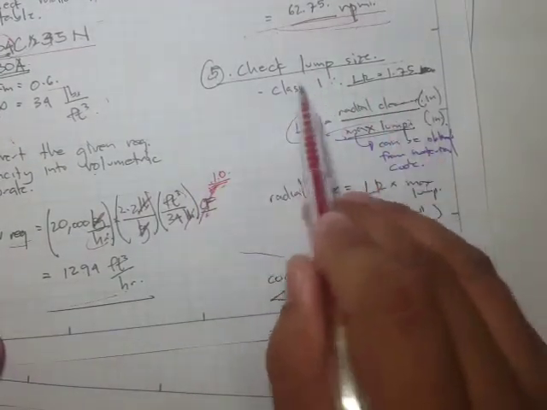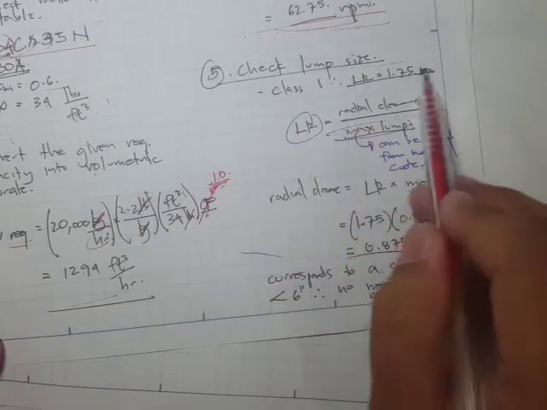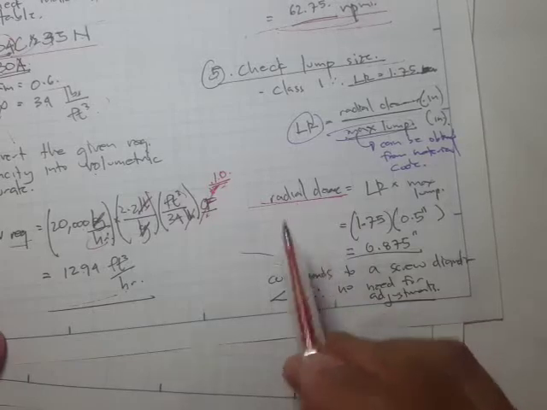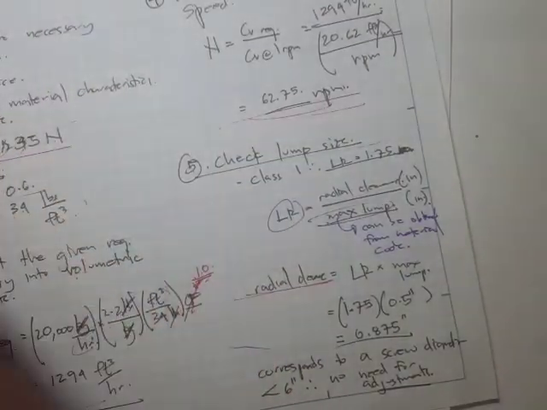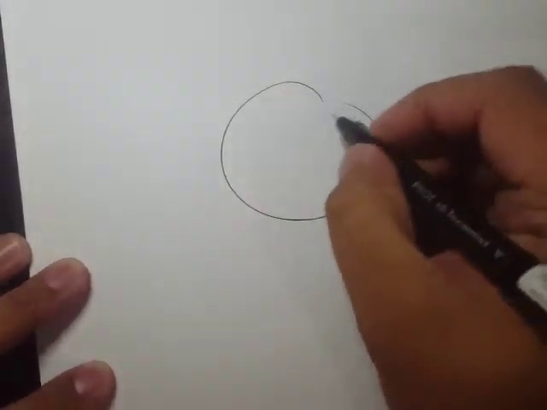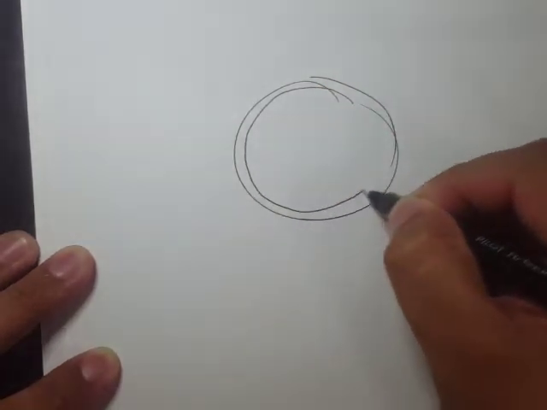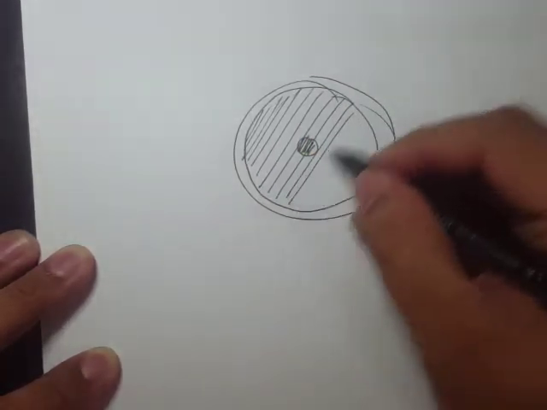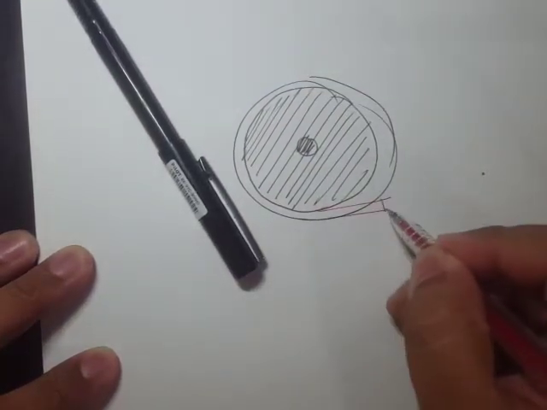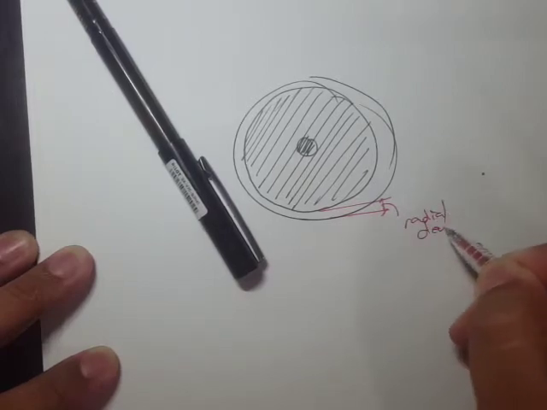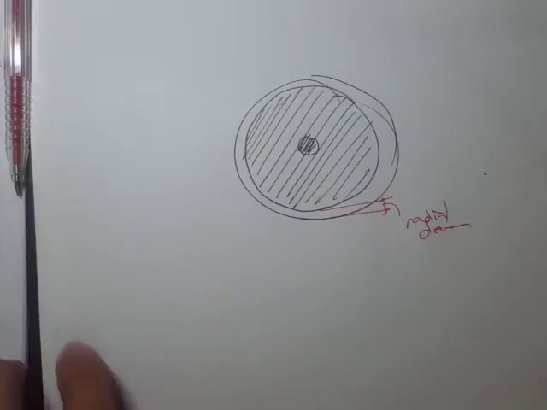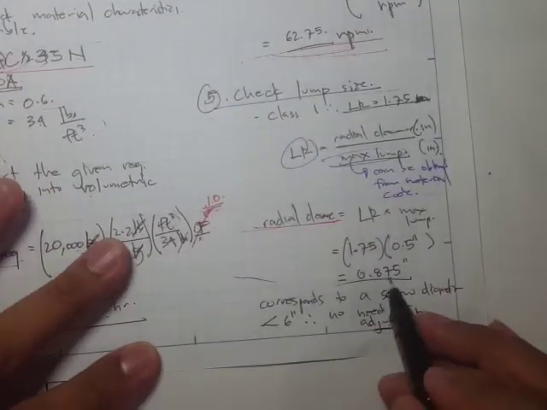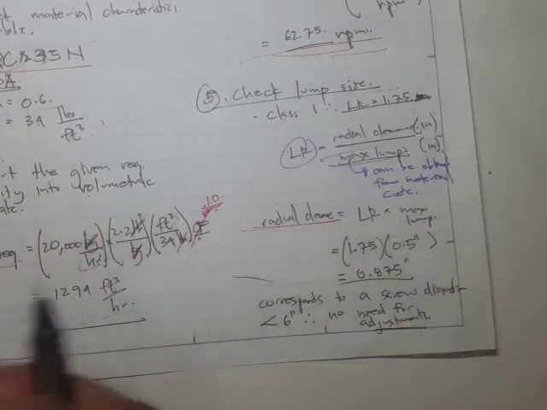Since we are to assume that it's class 1, we went to the table, and the lump size ratio is 1.75. So we solved for the radial clearance. By the way, if this is our enclosure, this is our screw, then this is our shaft or the pipe, for example. The radial clearance is this clearance. With this computed clearance, we multiply the lump size ratio, and what we get is 0.875 inches radial clearance. That's the minimum.